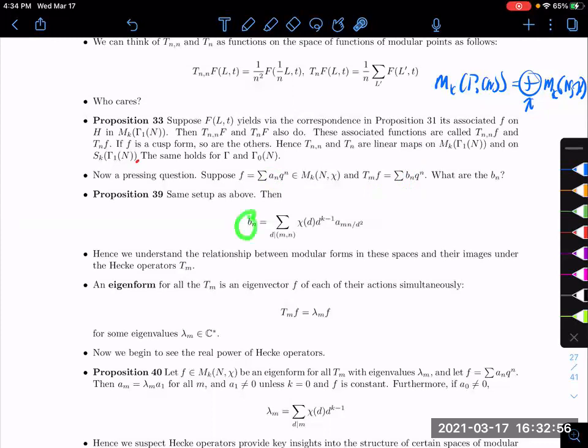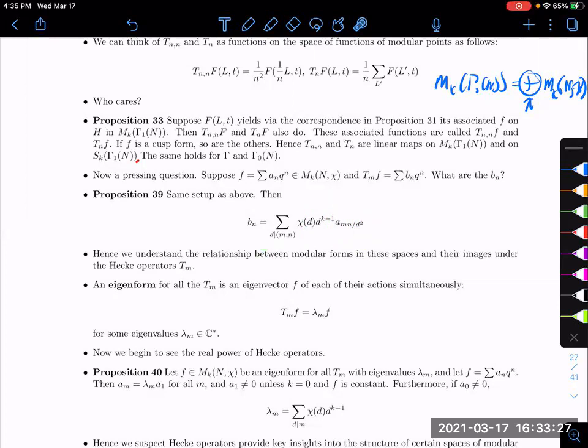It turns out B sub n is just the sum of chi of D times D to the K minus 1. That's all well understood. Times A sub mn over D squared. And if D squared doesn't divide mn, then we'll set this term to 0. So really, we're only considering terms where D squared actually divides mn. And this sum is over all D dividing the pair m, n.